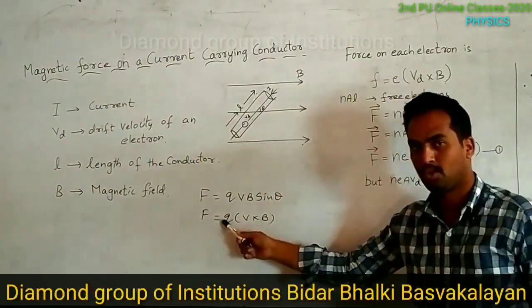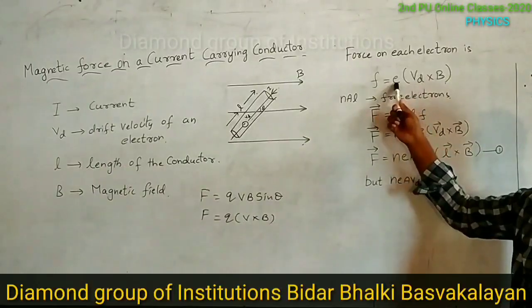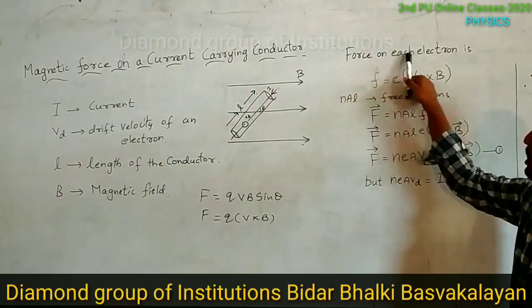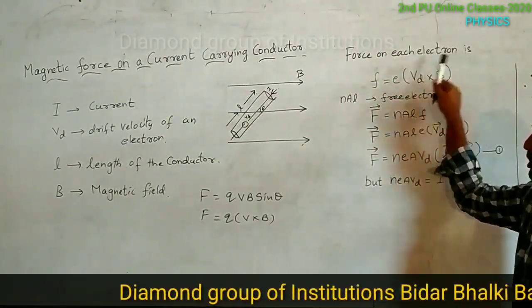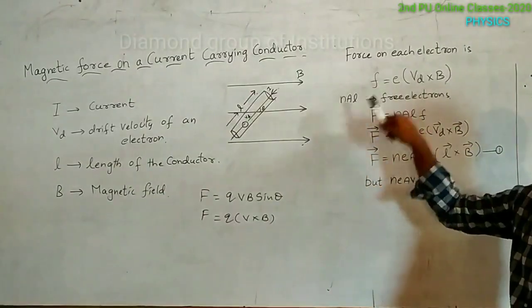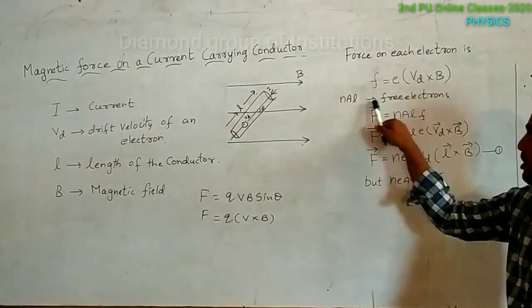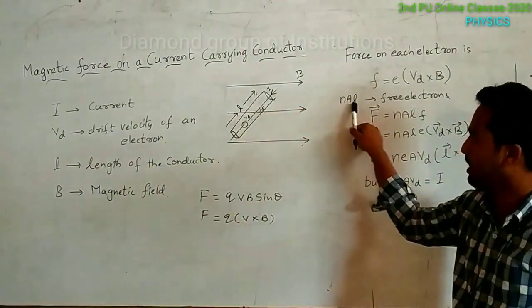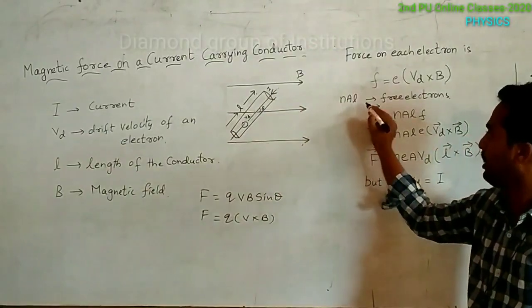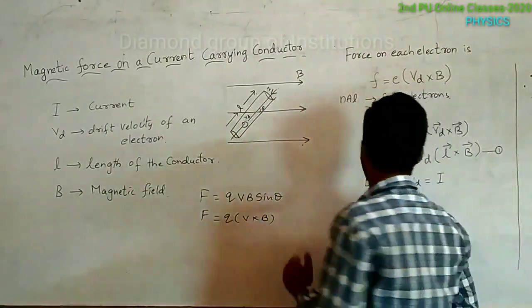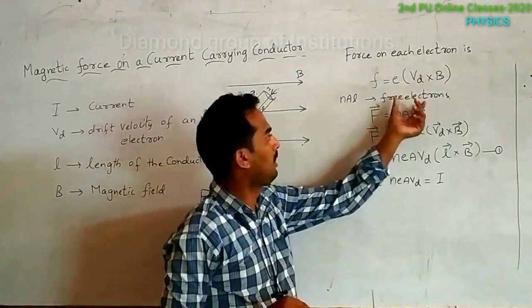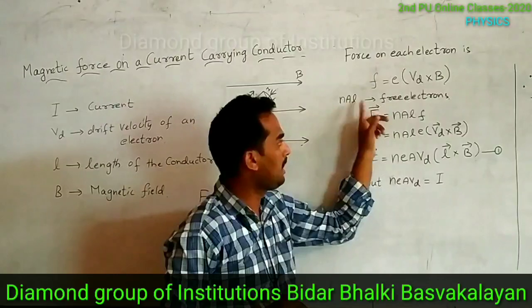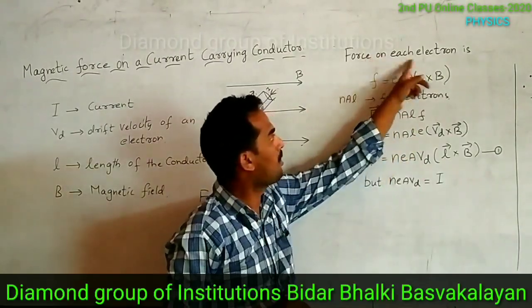Q is nothing but the magnitude of charge. We can write it in the same way as e into Vd cross B. This is the force acting on each electron. Now let the number of electrons per unit volume be n, the area of cross section A, and L the length of the conductor. The total force acting on the total free electrons is F equal to nAL into the force on each electron.